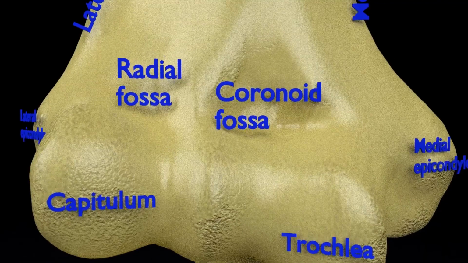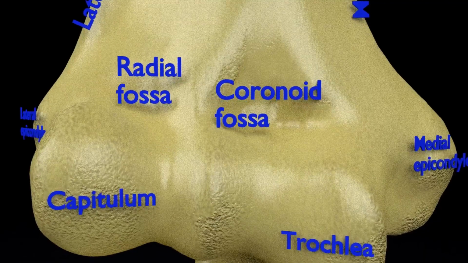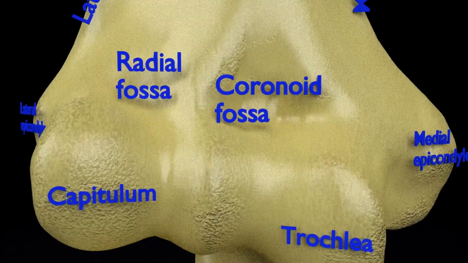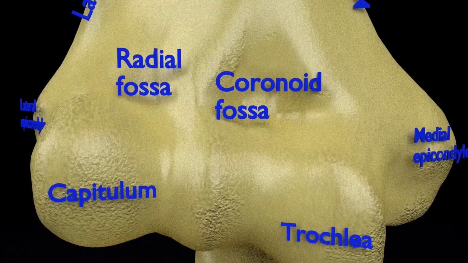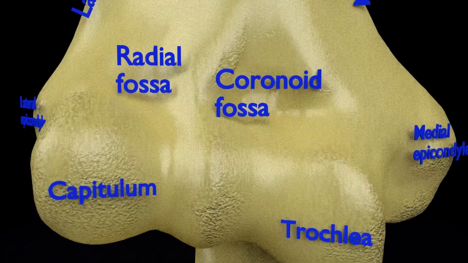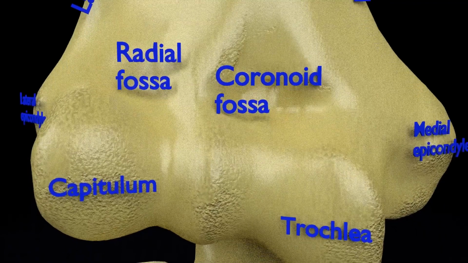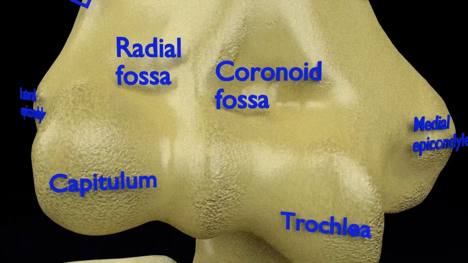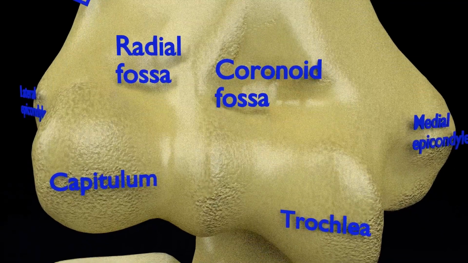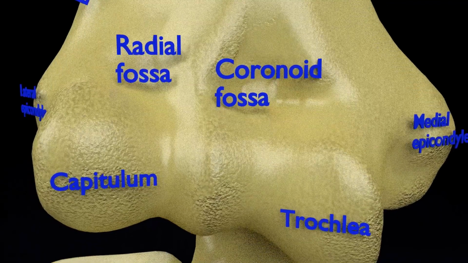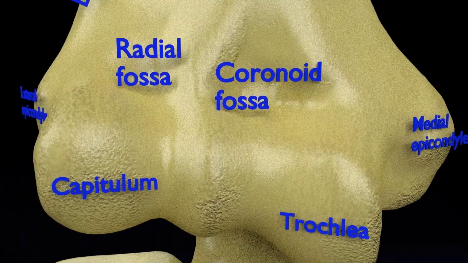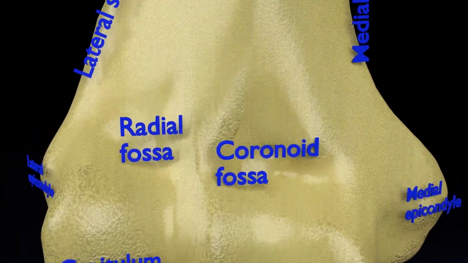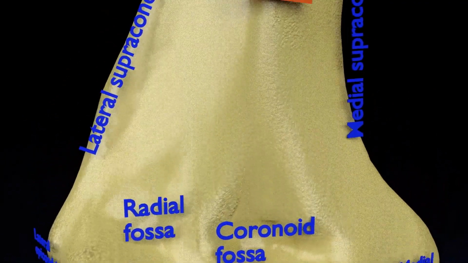Next, you can see the coronoid fossa, which accommodates the coronoid process of ulna when the elbow is flexed. And you are also able to see the radial fossa, which accommodates the head of the radius when the elbow is flexed. You can now see the trochlea, which articulates with the trochlear notch of ulna, and capitulum, which articulates with the head of the radius. Finally, the medial and lateral supracondylar ridge can be seen.